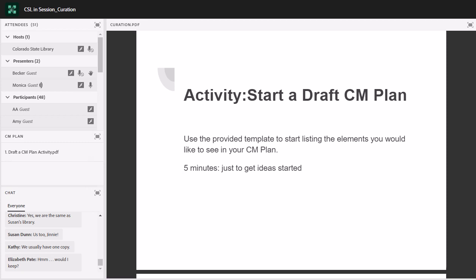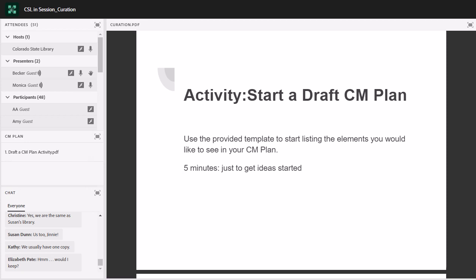So there is a template on the left that has the start of a collection maintenance draft plan that you can download or just write on scratch paper. And we're going to give you guys a few minutes to start work on your collection maintenance plan, just to get some ideas out there and written down. So if people want to download the file.